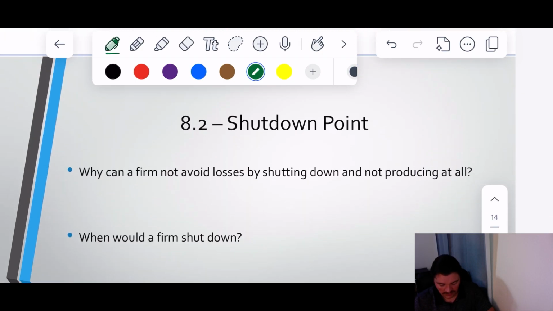Okay, so what we'll discuss next is the shutdown point. Like if you are earning losses, when should you shut down? All right.